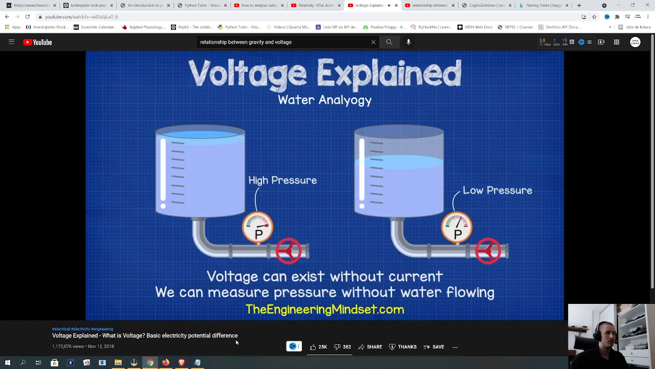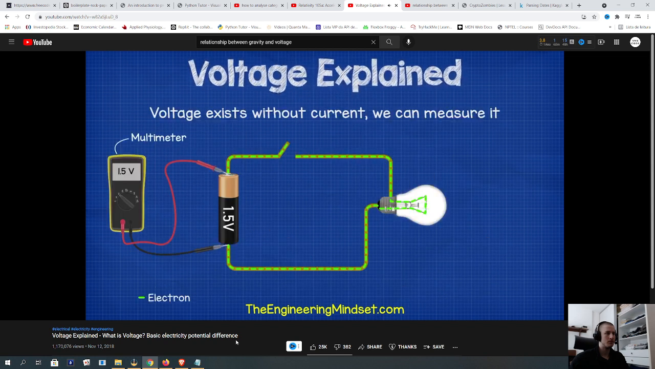Voltage can exist without current. For example, we can measure the pressure in the pipe with the valve shut with no water flowing, and from this we can tell that the pipe is pressurized. What we're really measuring is the pressure difference between what's inside the pipe compared to the pressure outside. The same thing if we have a battery connected to a circuit with an open switch. The voltage is still present, we can measure that, and as soon as the switch closes, it's going to push the free electrons around the circuit.